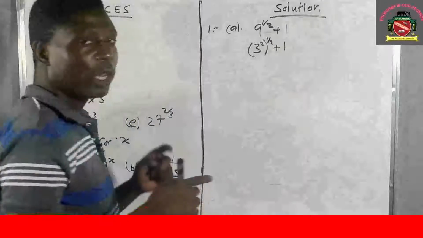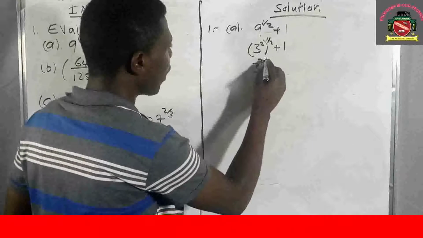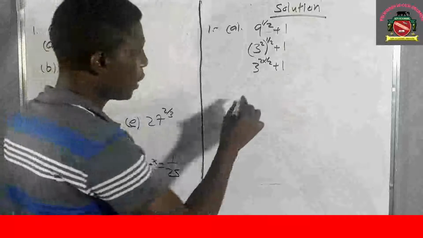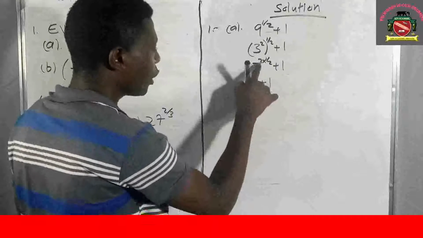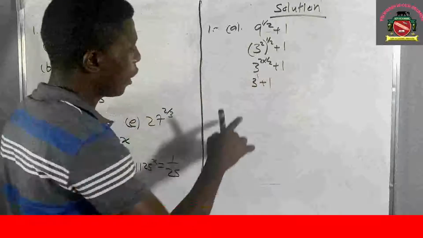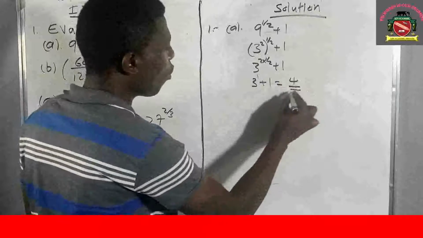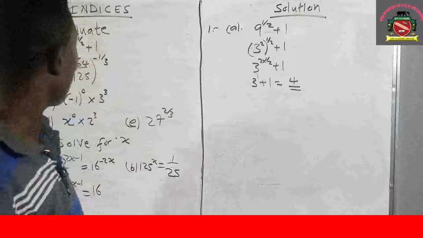But power of a power, you can multiply these powers, meaning that you have 3 to the power 2 times half, plus 1. What it means is that here we have 3 to the power 1 plus 1, because 2 times half is 1. So 3 to the power 1 plus 1 just gives us 4. So the answer is 4 for number 1a.